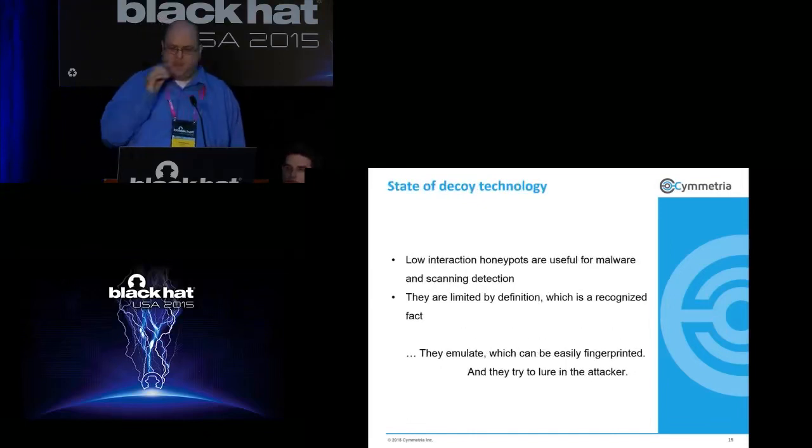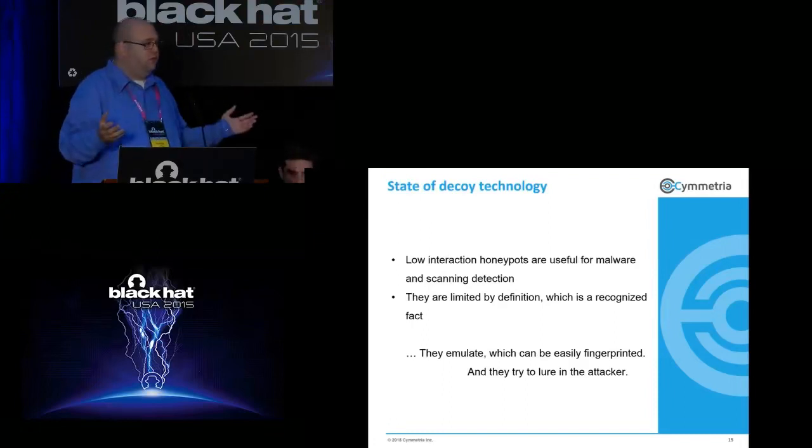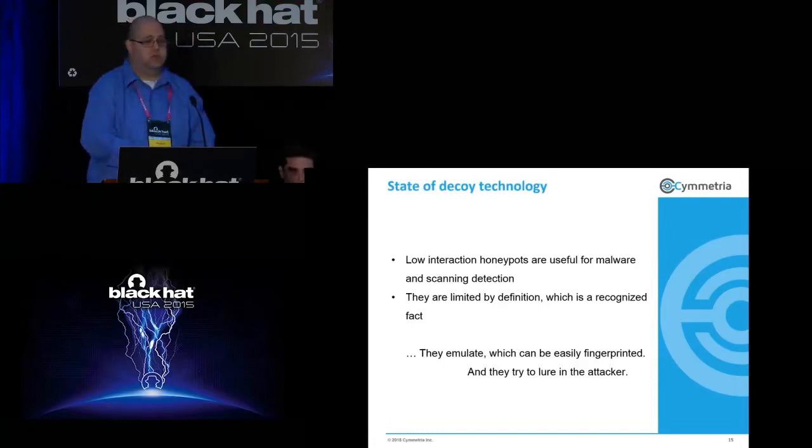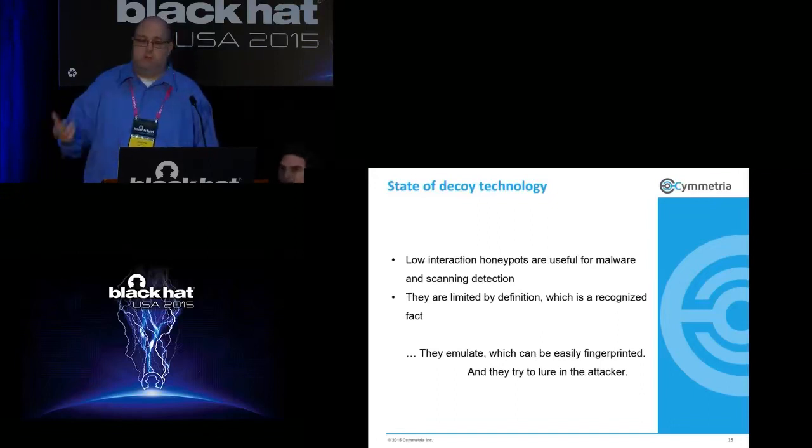So the state of decoy technology is low interaction honeypots. It's not that high interaction honeypots are not there, but when you look at the world, and we did a scan of the internet, and we can show this, this is what people use. Now, they're very, very useful for detecting automatic malware that scans the internet, some other scans.